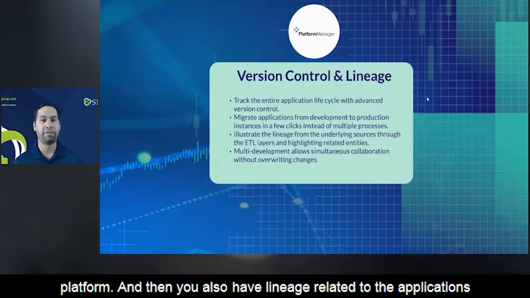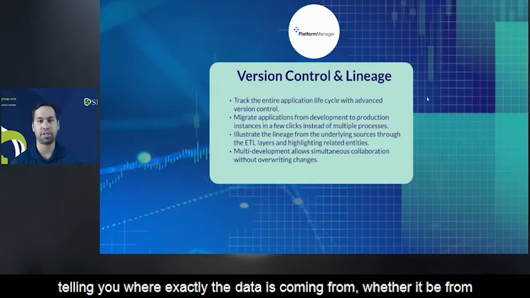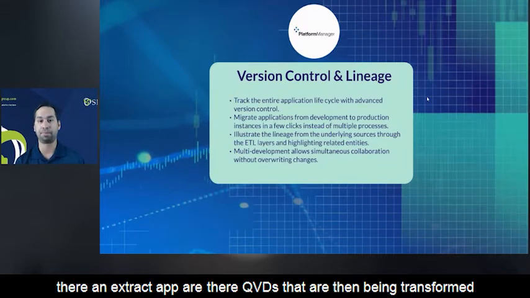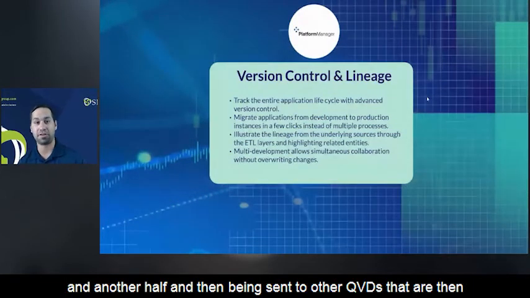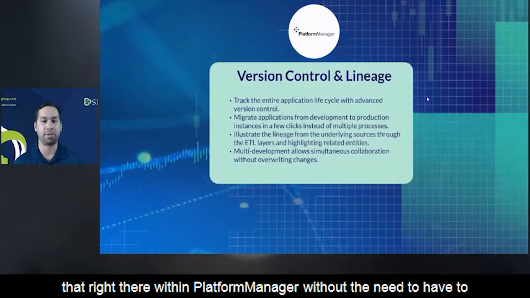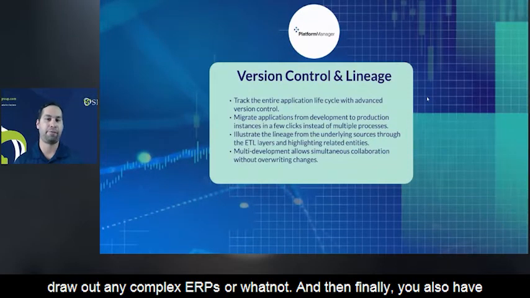And then you also have lineage related to the applications, telling you where exactly the data is coming from, whether it be from one system or multiple. And if there's an ETL process through Qlik, is there an extract app? Are there QVDs that are then being transformed in another app and then being sent to other QVDs that are then finally in the app? You get to see a visual representation of all of that right there within Platform Manager without the need to have to draw out any complex ERDs or whatnot.